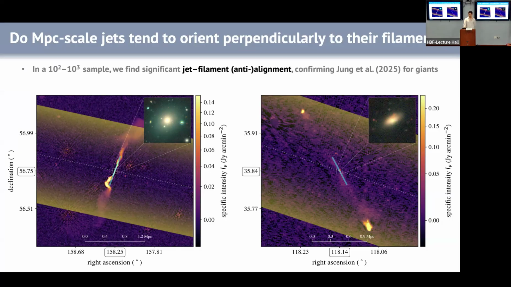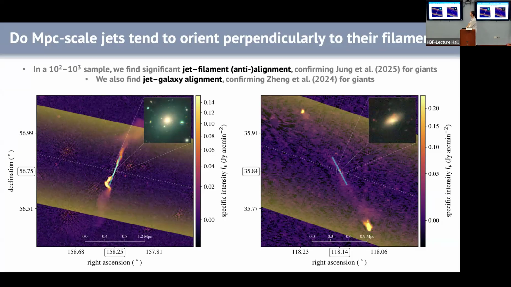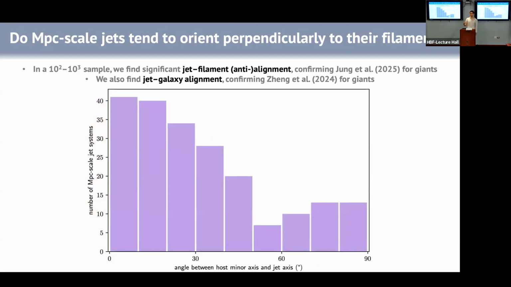So that's exciting that it seems to be sort of robust. And we also find that these jets generally tend to be perpendicular, sort of along the minor axis, perpendicular to the major axis of the ellipticals from which they come. And that's confirming a result that our LOFAR group found last year.